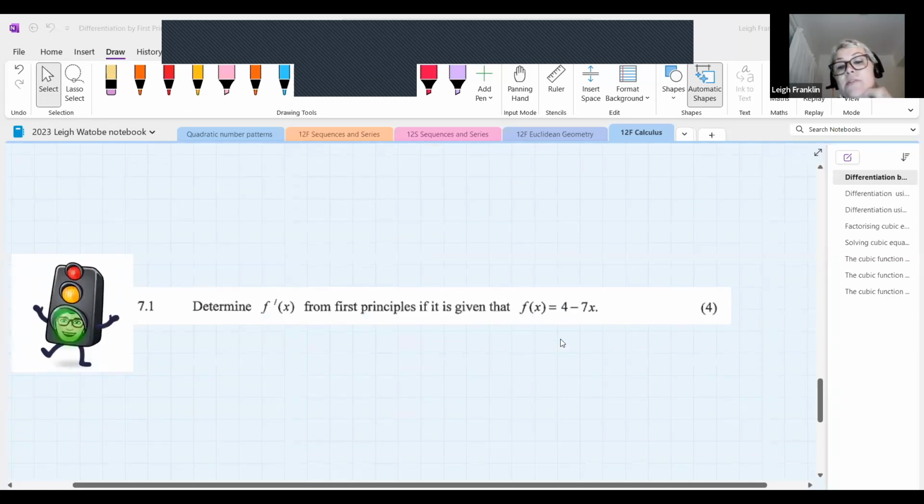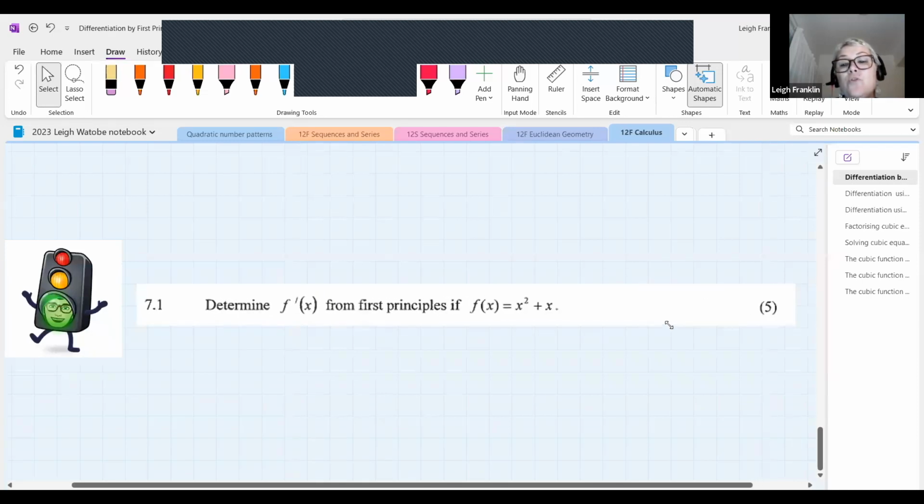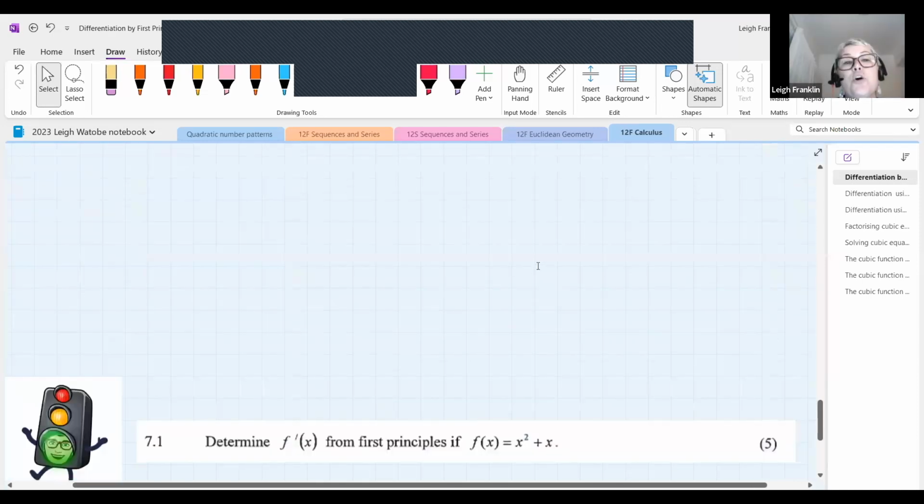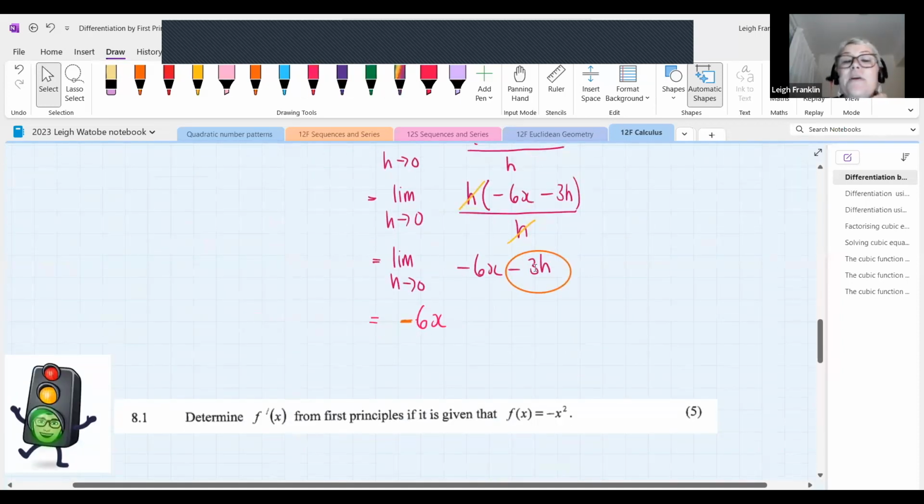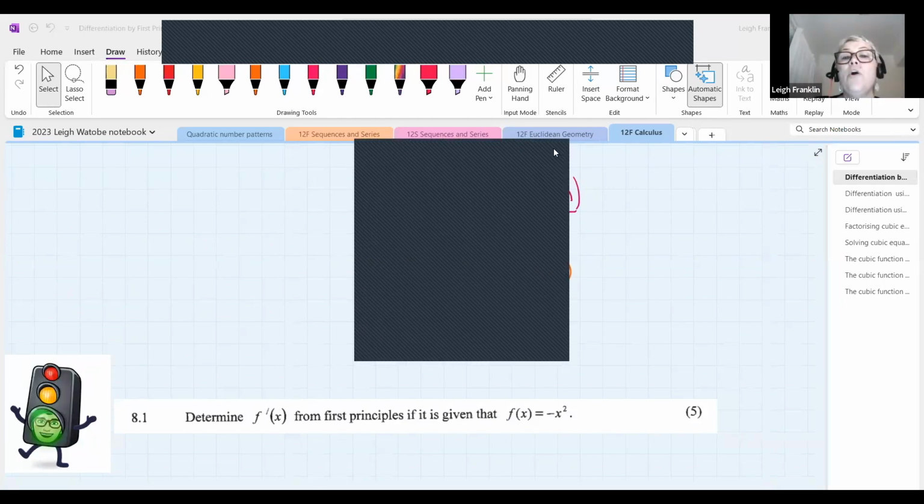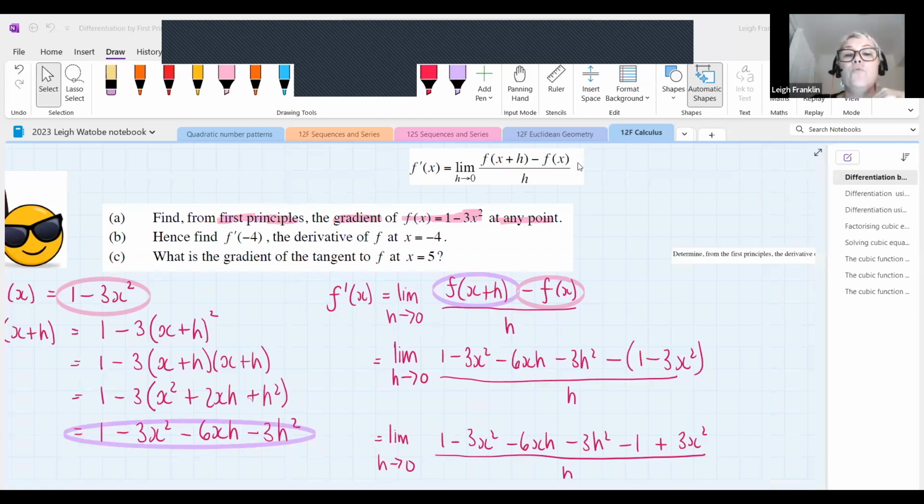Same story here. This is from the paper the year before. Okay, from first principles, f of x equals 4 minus 7x. It's worth 4 marks. So you can see they are stipulating each time that you've got to do it from first principles. So they want to see this long method that I have shown you over here. All of us know what the answer is before we get started because we can use the power rule. So we know what the answer is, but we've got to show the working out.